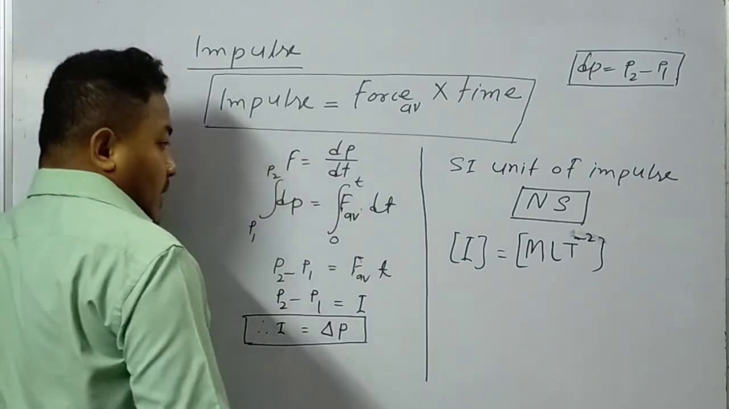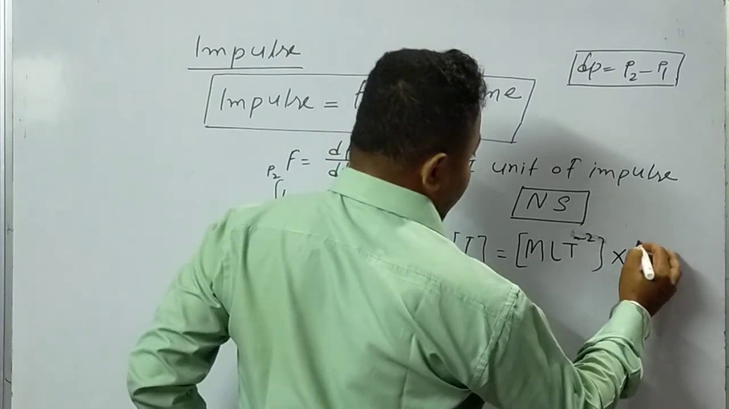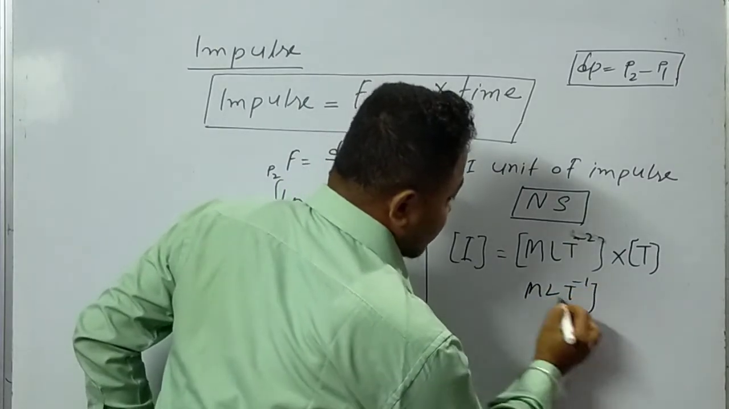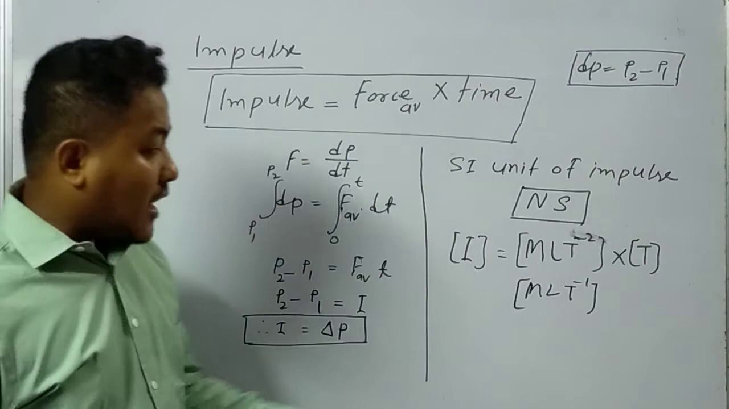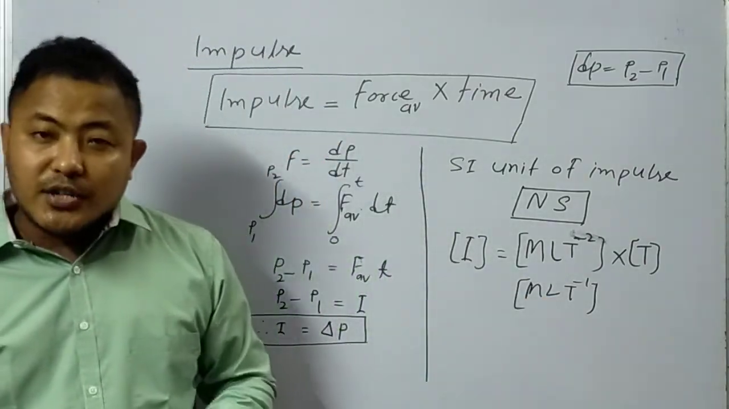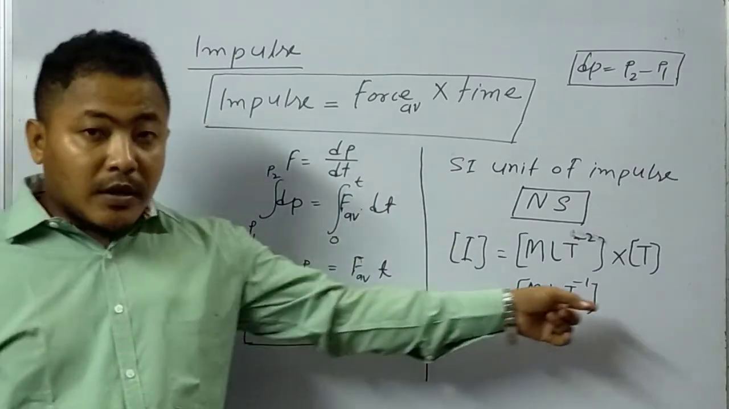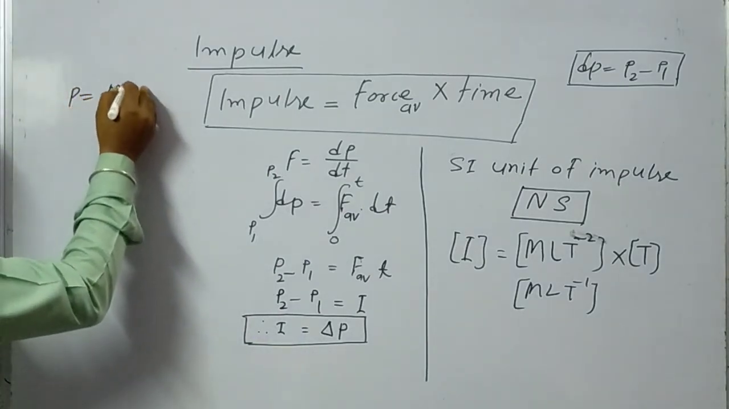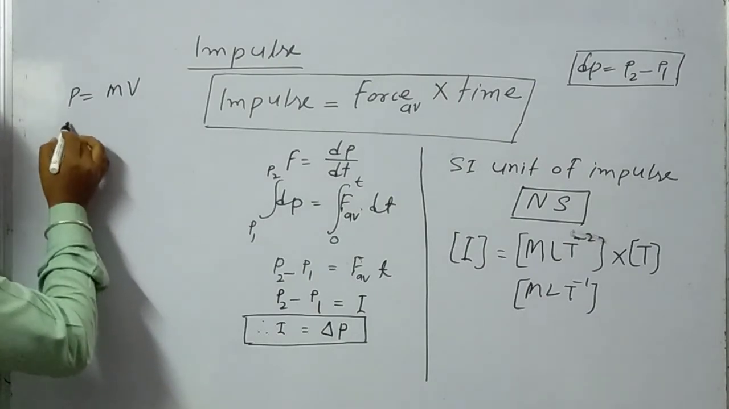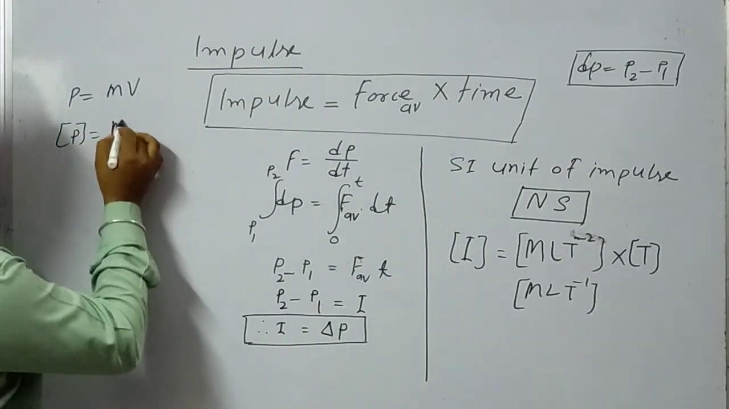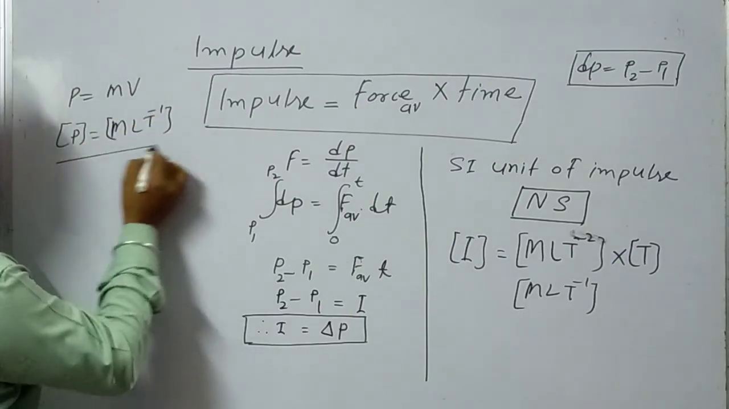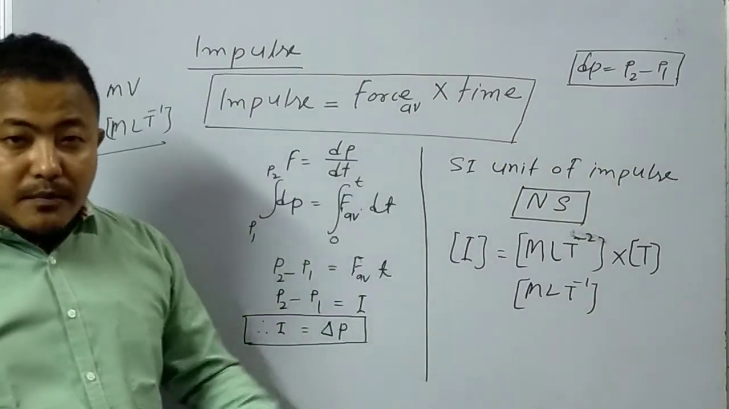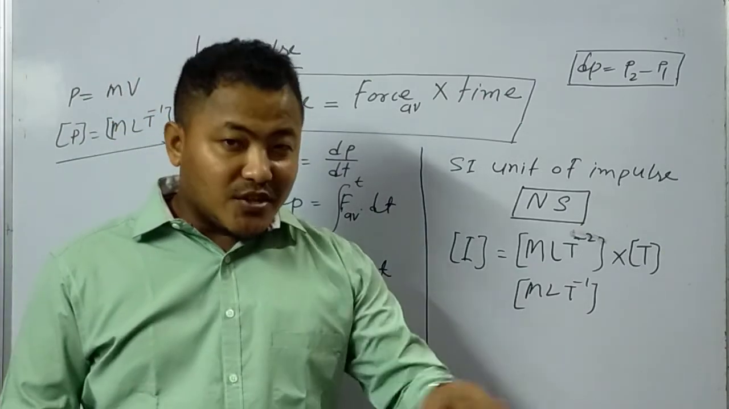Am I clear? Next, we have the time, so the dimensions of impulse will be MLT inverse 1. Most significantly, the dimensions of impulse and the dimensions of momentum are the same. The dimensions of momentum are also MLT inverse 1. As you know, momentum P is nothing but the product of mass and velocity, so its dimensions are MLT inverse 1. Hence, the dimensions of momentum and impulse are the same. From that point of view also, we can confirm that impulse is nothing but the change of momentum.